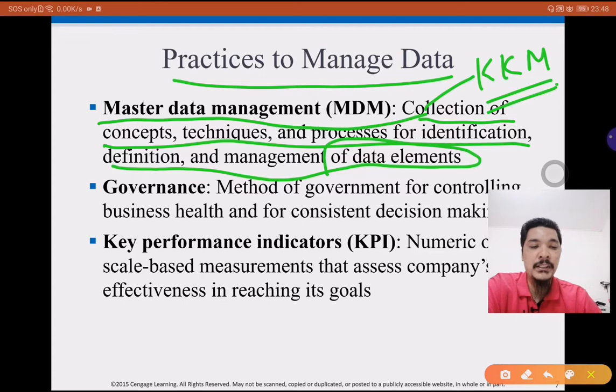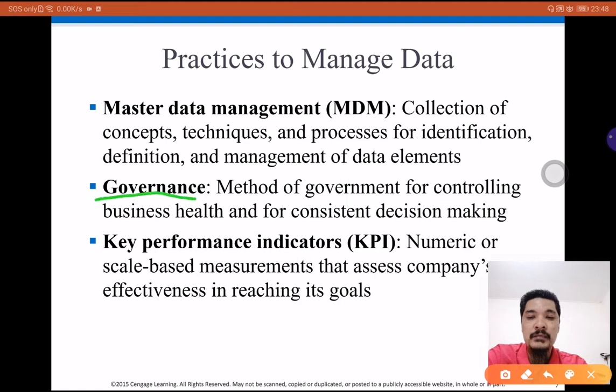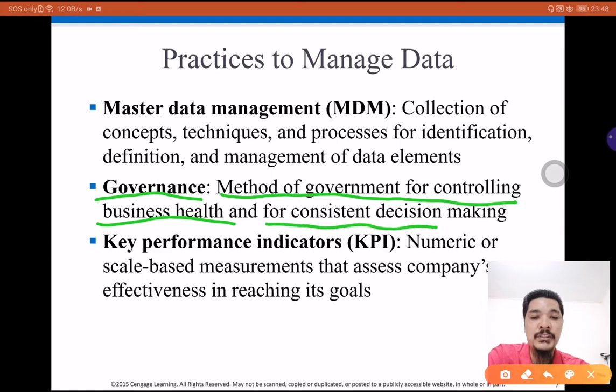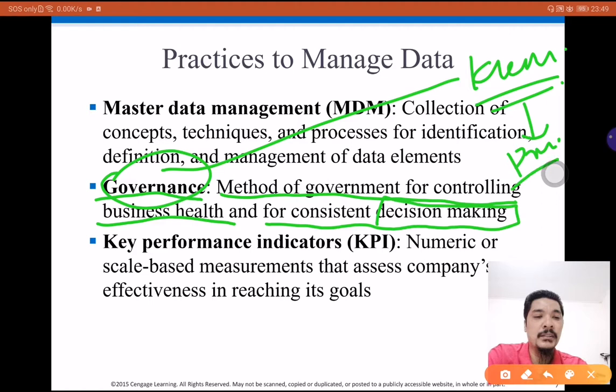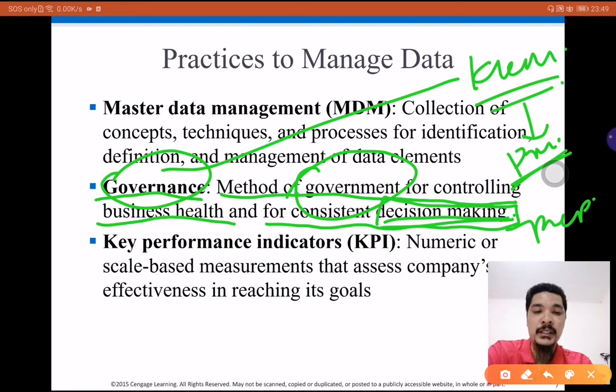Number two is governance. What is governance? Governance is a method of government for controlling business health and for consistent decision making. So in our case, it's also Kementerian Kesihatan Malaysia. We make a governor and also our Prime Minister will do talking and make a decision. So that's why the PM will get advice from Pengarah Kesihatan. If let's say kita tak boleh balik raya and so on, that is what we call governance. So they need somebody, in our case our government, to control the business health for consistent decision making. So kalau kena PKP, kita PKP lah ramai-ramai. Semua sekali tak boleh balik kampung. That's what we call decision making.